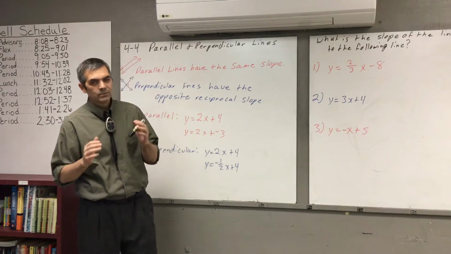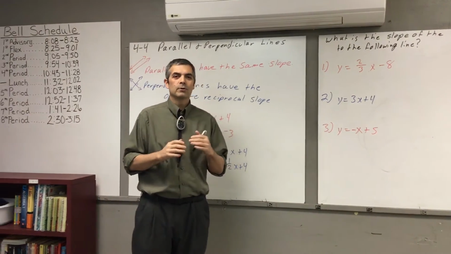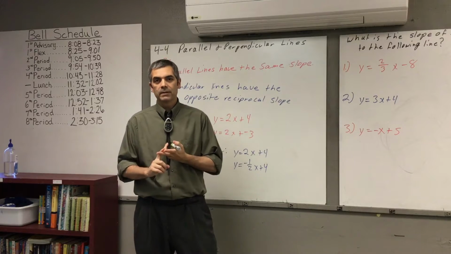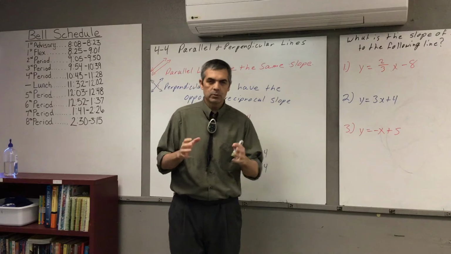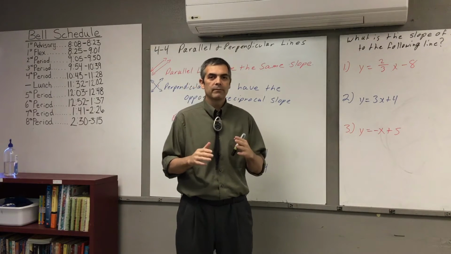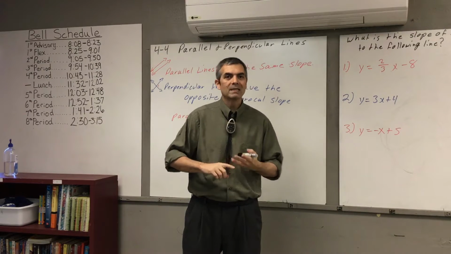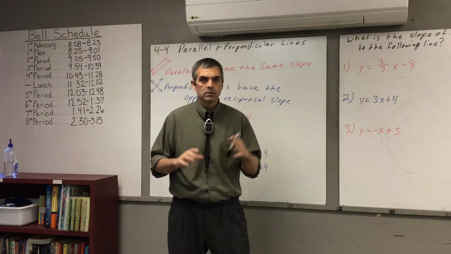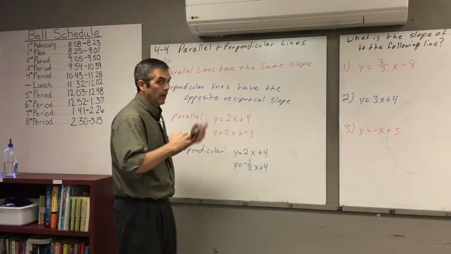All right, so today what we're going to do is look at parallel lines and perpendicular lines. And what we're doing is looking at how to determine if a line is parallel or perpendicular based on the slope of the line. So the first thing you need to know is, how can you tell?